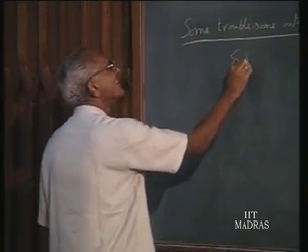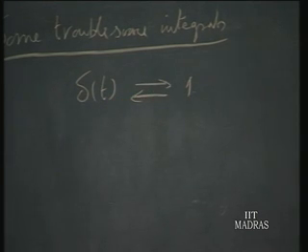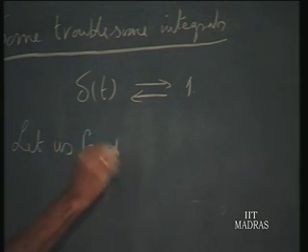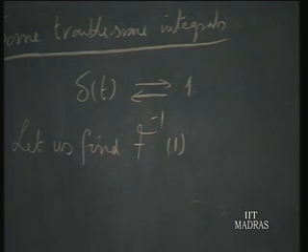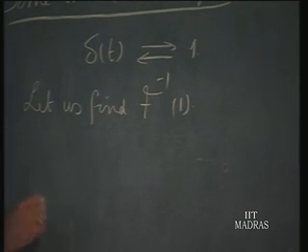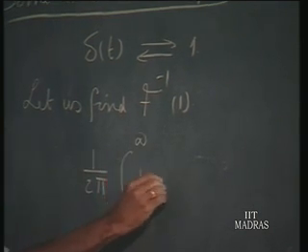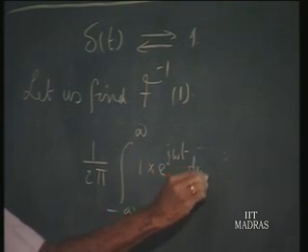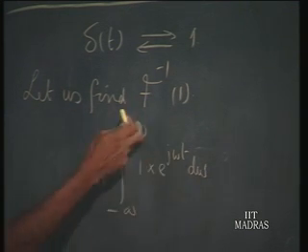We know that delta t has for the Fourier transform equal to 1. Let us find the inverse Fourier transform of this one. We should be able to get delta t. How do we do it? Then we write for the inverse Fourier transform 1 over 2 pi, minus infinity to plus infinity of 1 e to the power of j omega t d omega. And when you try to integrate, you have some difficulty because you have got infinite limits.